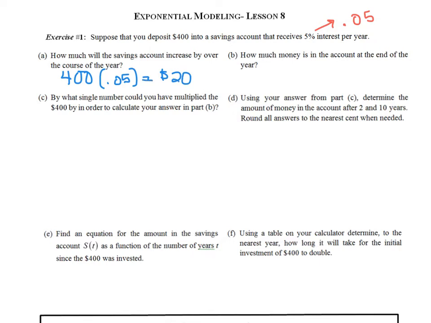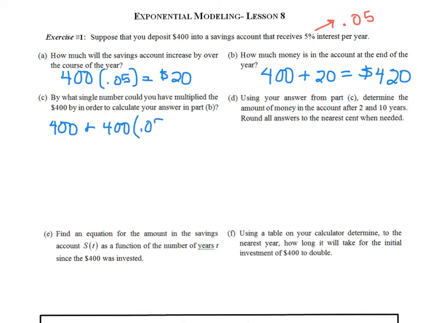In Part B, if we take our $400 that we originally have, our initial investment, and we add on that amount of interest for the first year, we see that we now have $420 in our account. Now, if I wanted to know what I would have multiplied by in order to get that total amount after 1 year, I could write out what steps we really took in that evaluation. We had our 400, but then we added on 400 times 0.05.